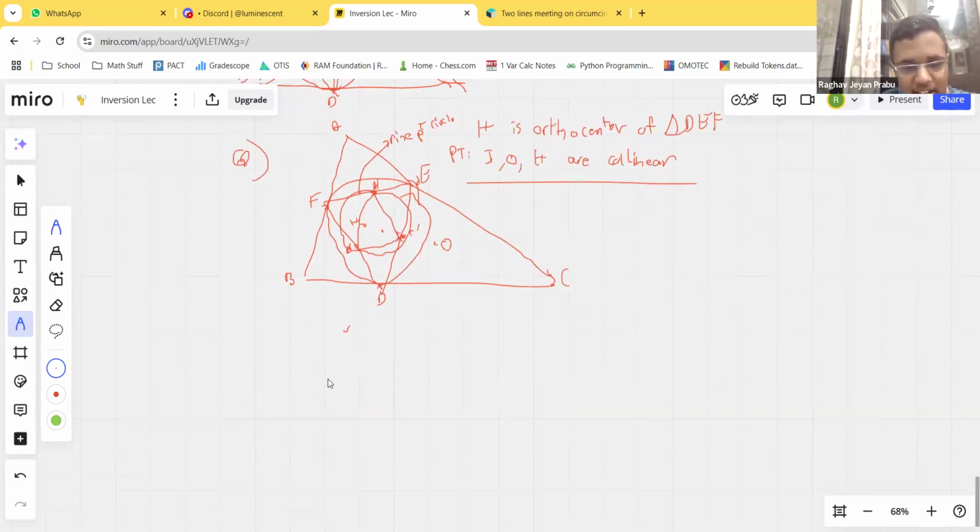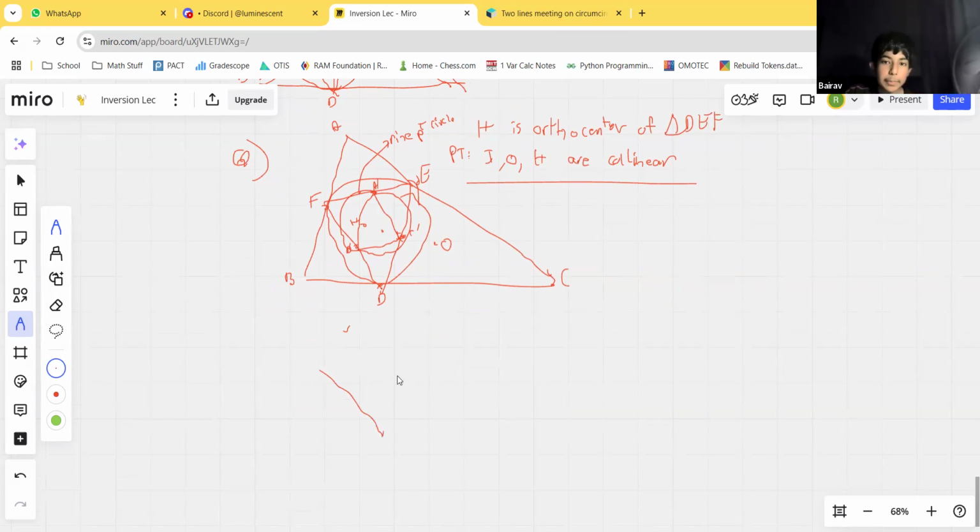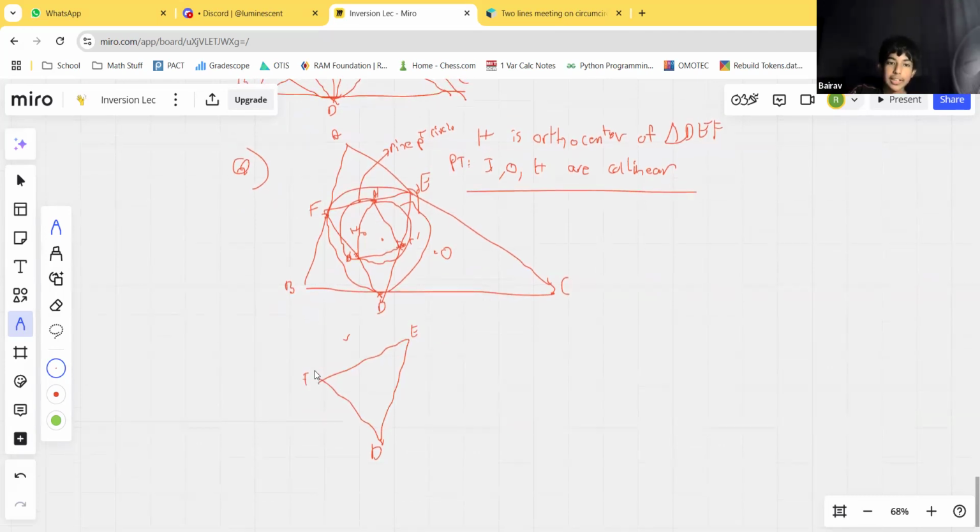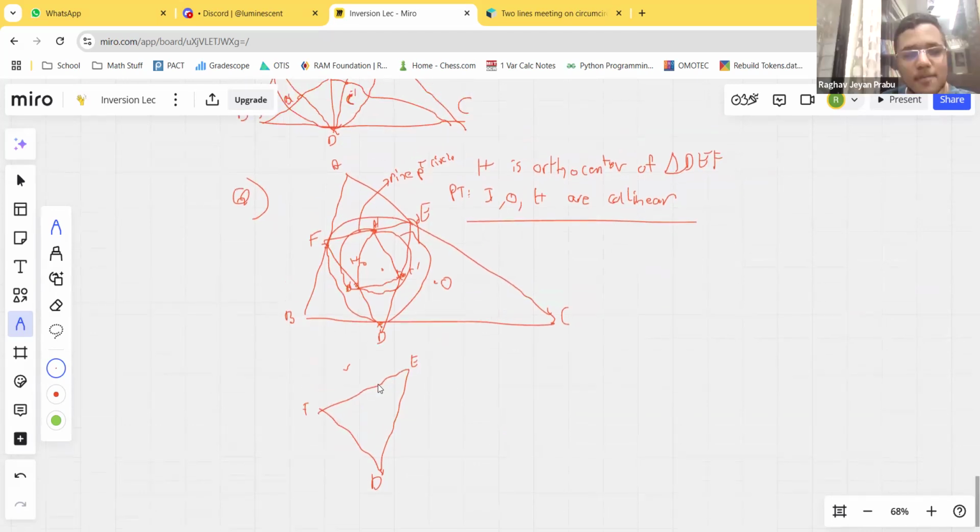Let's draw a slightly cleaner diagram now. So then it will be on the same line as I and H, but because the centers are homothetic, it has to be on the same line as I and O. So H and O have to be on the same line. Correct. Good job.